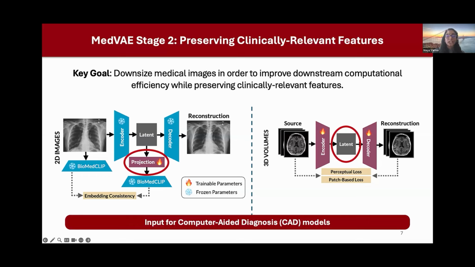And the way we determine whether a feature is medically relevant or not is by using the embedding space of BiomedCLIP. So we want to see that those embeddings, when we project those latents, are identical to the embeddings of the original input image in that BiomedCLIP latent space, which would suggest that we've captured those clinically relevant features. In practice, the projection layer is very lightweight. It just takes the form of three 2D convolutional layers with ReLU functions in between. And that's the only part of this model architecture that's tuned during the second stage of training.